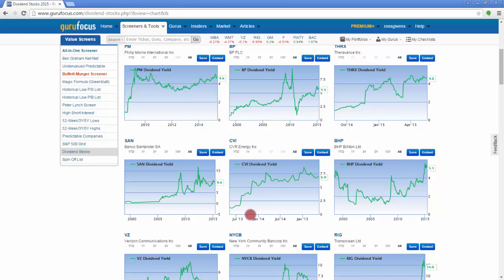We can see this chart only goes back to July of 2013. So either there's missing data or they've only been paying dividends for about 2 years. Some of these others that go back 10, 15 years, we've got a nice long history of dividends being paid.